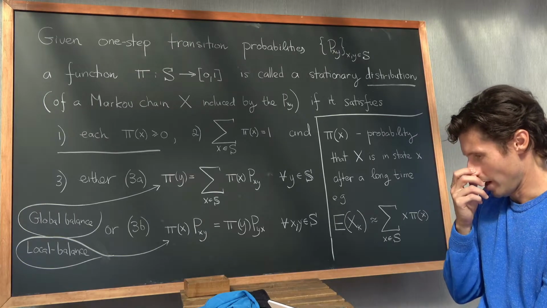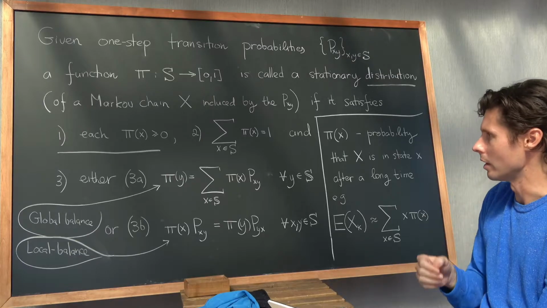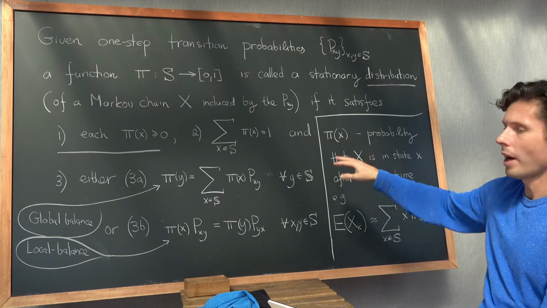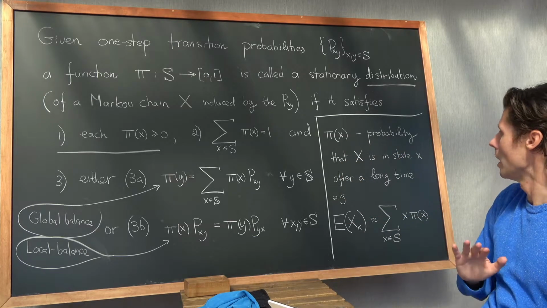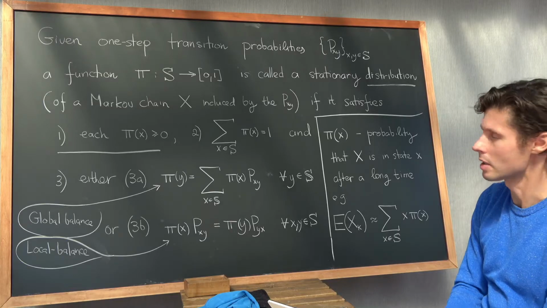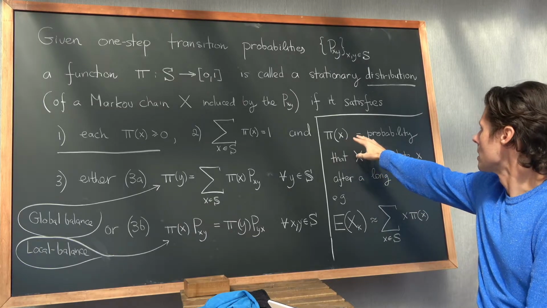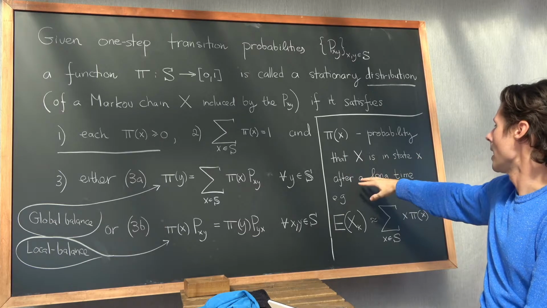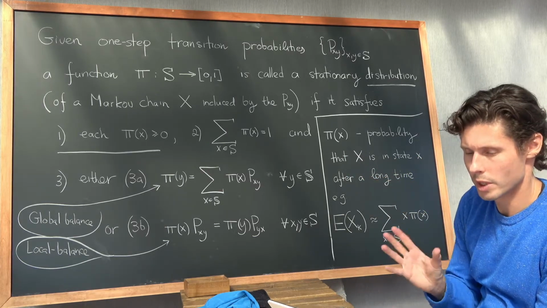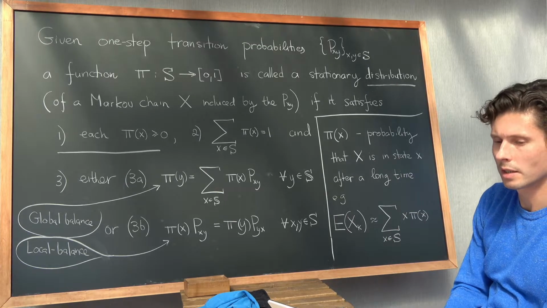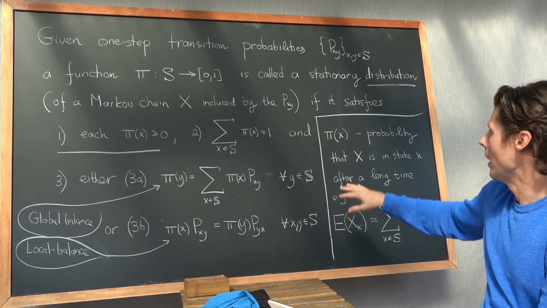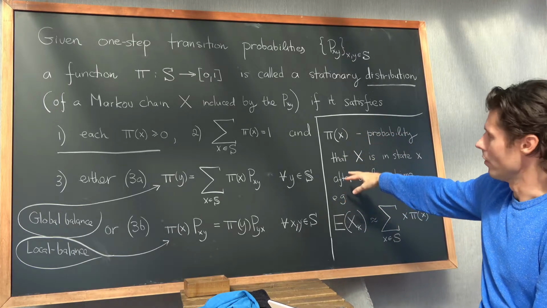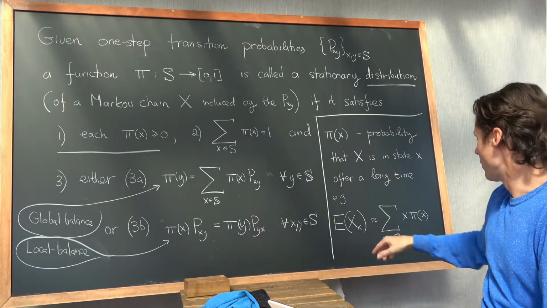In terms of what I want you to take away, besides knowing these definitions, what you want to take away from this segment is what pi x really means. If you take anything out of this segment, this is really the takeaway. Pi x is the probability that our Markov chain is in state x after a long time. This is a bit wishy-washy. It's not exactly precise, at least not yet, and we'll make it precise, and we'll explain why. But an example of an application of this concept or of this definition would be the following one.